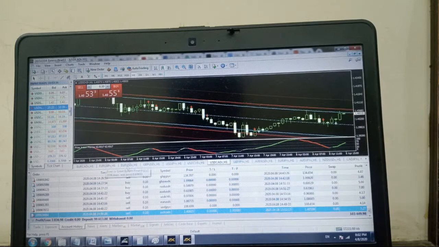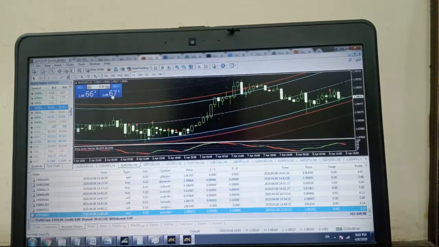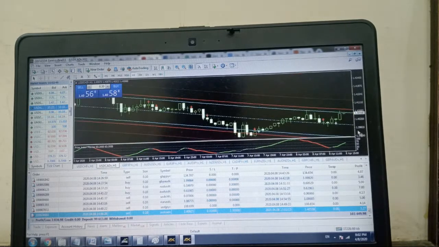USD Canadian dollar. So Euro, Yasir Khan said buy. Okay, fine. I am placing the buy order. So come back to USD Canadian dollar. We have executed the trade as per the Yasir Khan recommendation. So USD Canadian dollar.